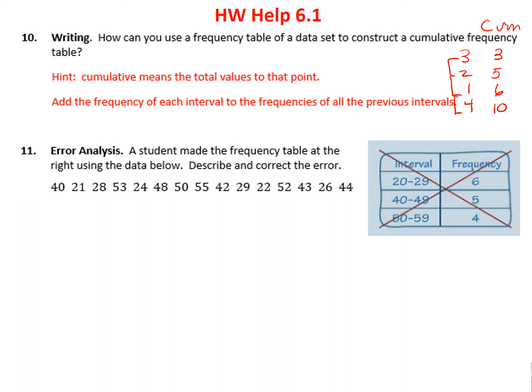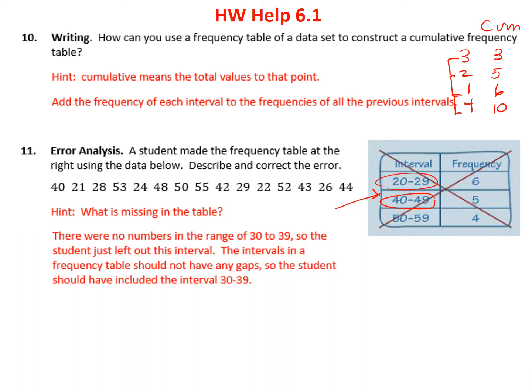Problem 11 is an error analysis. You notice the student made the frequency table at the right using the data below. What's the error? Well, a hint on this one is to ask yourself, what's missing from the table? And if you look closely, what's missing is there's a 20 and a 29 and a 40 and a 49, but there is no 30 to 39.